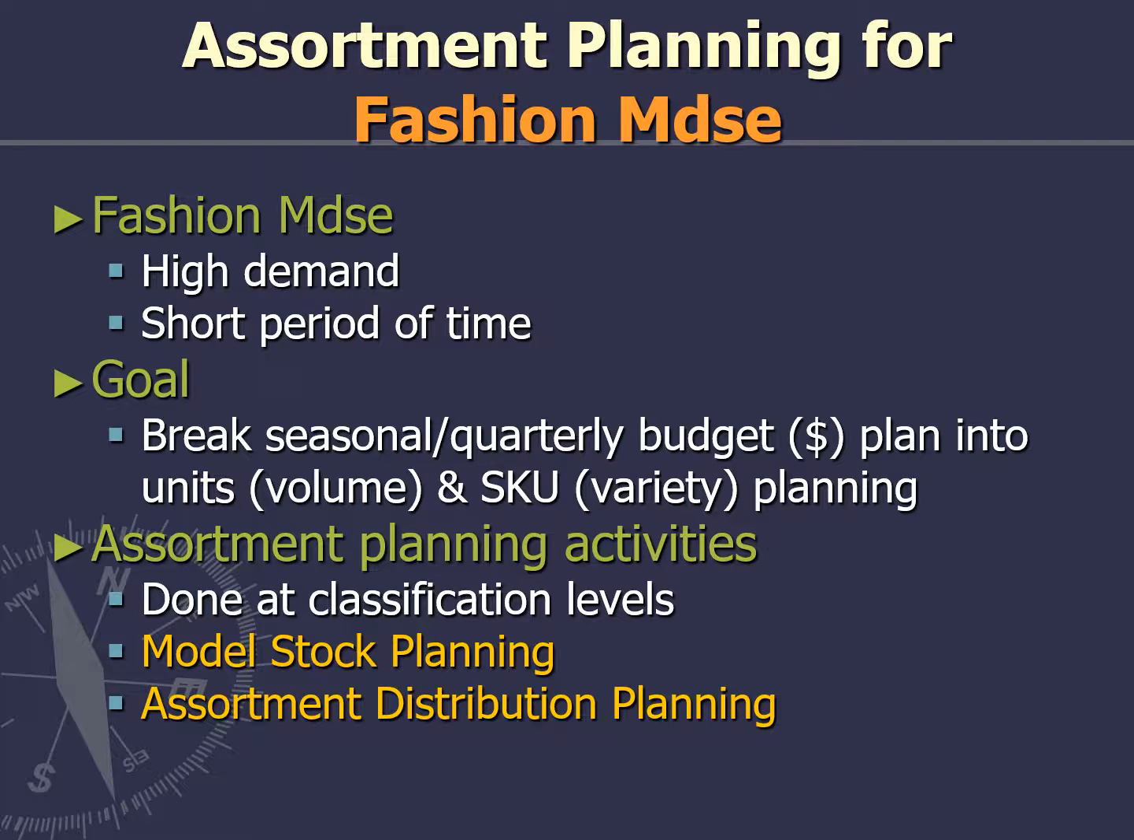Fashion merchandise assortment planning is usually done in a two-step procedure. The first step is model stock planning, and the second step is the assortment distribution planning. And both processes will be done at the classification level.